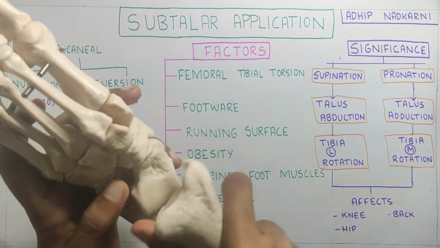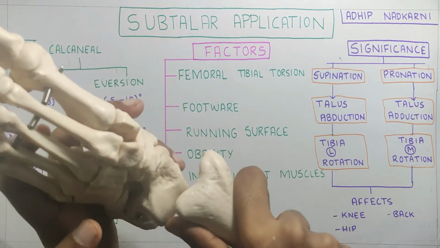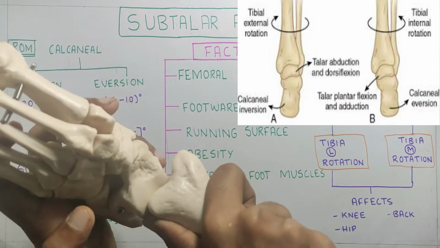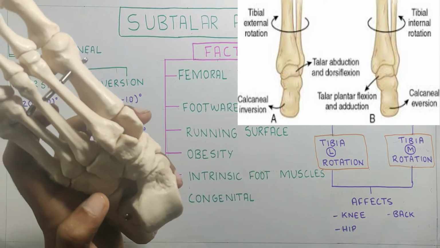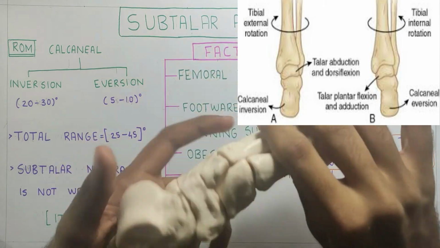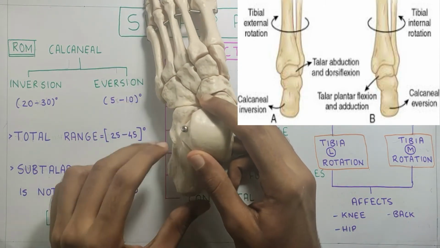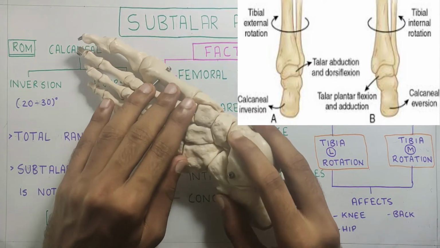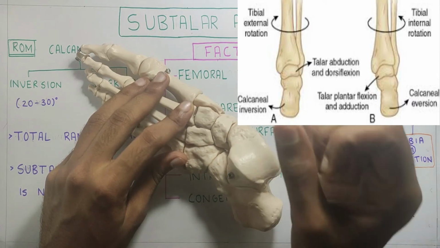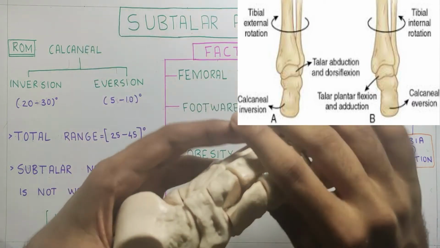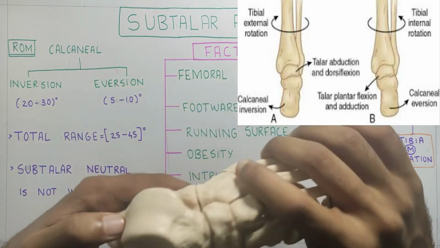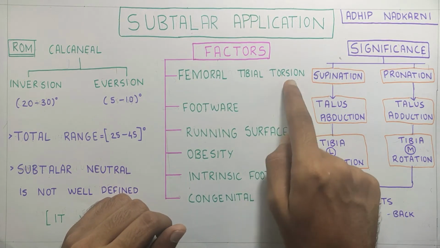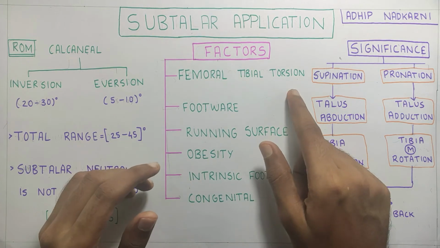So when talus goes for abduction, that is lateral rotation, the tibia will also go for lateral rotation, whereas if talus goes for adduction, the tibia and fibula on top will also go for medial rotation. So hence, a pronation of foot, that is when the calcaneus goes for eversion, the talus will go for adduction and the forefoot will also go for pronation, and this will cause medial rotation of the tibia. Whereas when the foot is supinated, that is talus goes for inversion, this will cause lateral rotation of the tibia. So this is how femoral or tibial torsion causes subtalar supination or pronation of the foot.